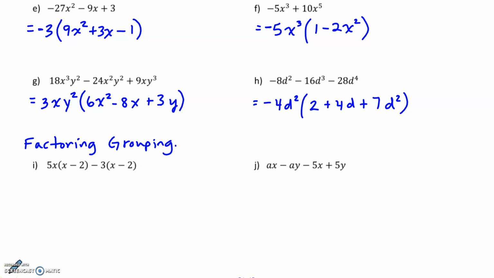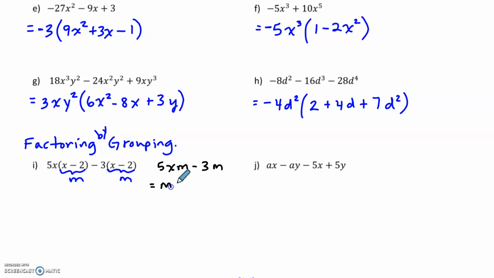Okay, I'm back to finish up those last two examples, and we're looking at factoring by grouping. Before I do this question, I want to do the same question, but we're going to pretend x minus 2 and x minus 2 are a letter m. So if I rewrite this as 5x times m minus 3 times m, you can see that if I need to factor this, what I have in common is just the m.